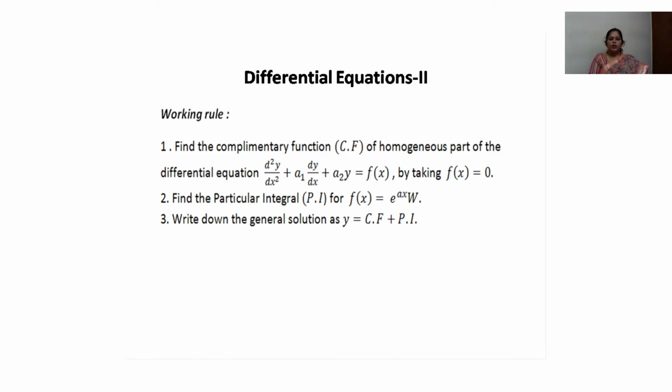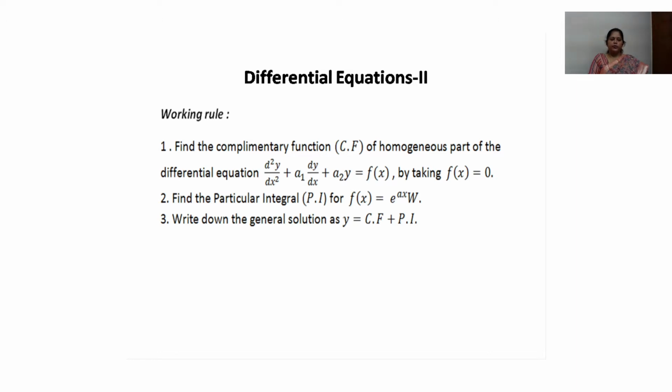The working rule for this type of problem is: the first step is to find the complementary function of the homogeneous part of the differential equation, d square y by dx square plus a1 dy by dx plus a2 y is equal to f of x, by taking f of x equal to 0. Here we have considered second order. Similarly, we can find it for third order, fourth order and for the nth order also.